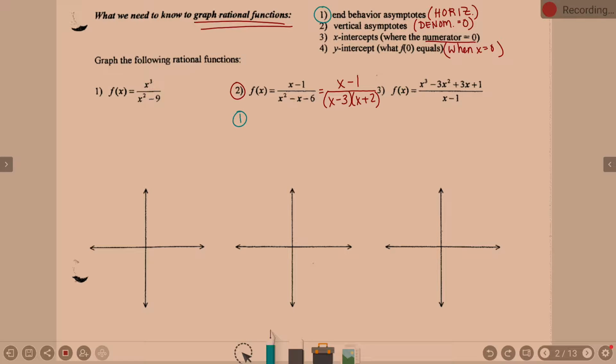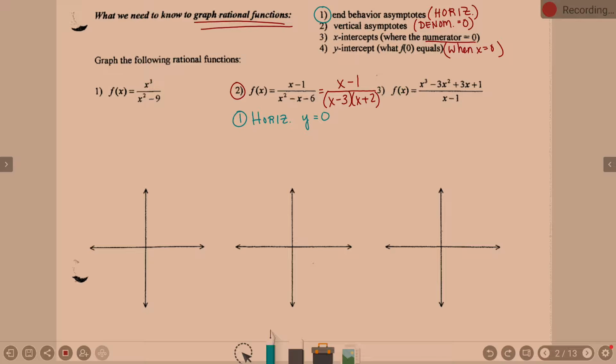End behavior asymptotes. Okay, what do you see in the way of end behavior asymptotes? AKA, what about a horizontal asymptote? Are there any? Yeah? Where's the horizontal asymptote at? Y equals 0.